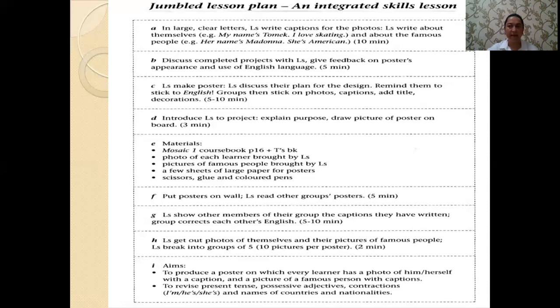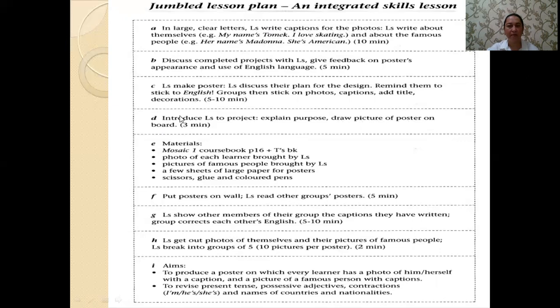So the next one is, let's move to D, introduce listeners to project, explain purpose, draw picture of poster on board. So I, E, materials, D, so, and then A in large clear letters. Listeners write captions for photos. So my name is Tomek, and so on.